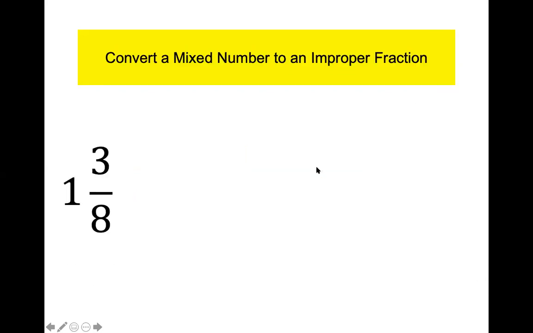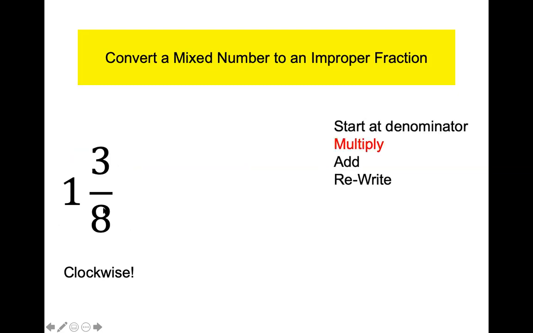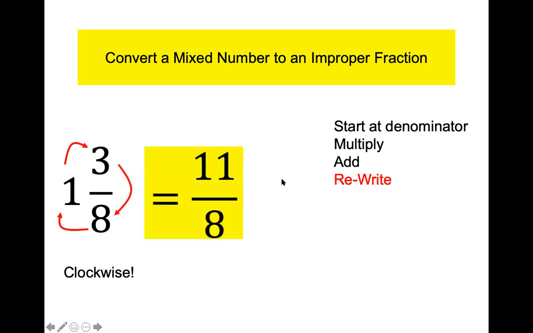All right, here we go. Once again, the steps are clockwise. We start with the denominator. We multiply the denominator by the whole number. So 8 times 1 is 8. Plus the numerator, 8 times 1 is 8, plus 3 is 11. That becomes my new numerator, all over 8. Big circle we're making. Everybody good?